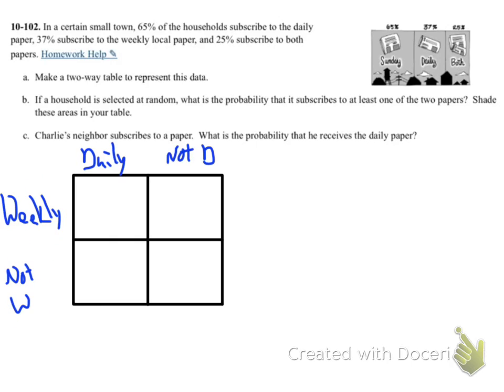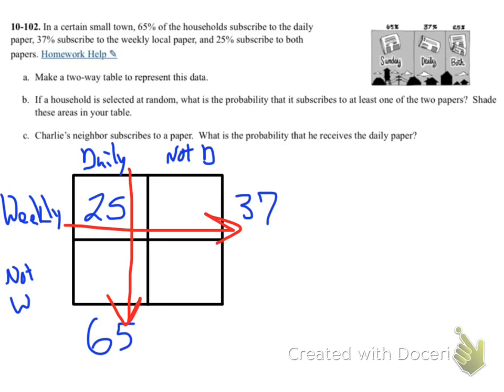I'm then given some information about this. So 65% of the households get the daily. That's going to go there. 37% go under the weekly. And the ones that get both are going to go up in this box here. So again, the daily is 65, the weekly is there, and where they're overlapping, that is our 25. That's where the people that get both.